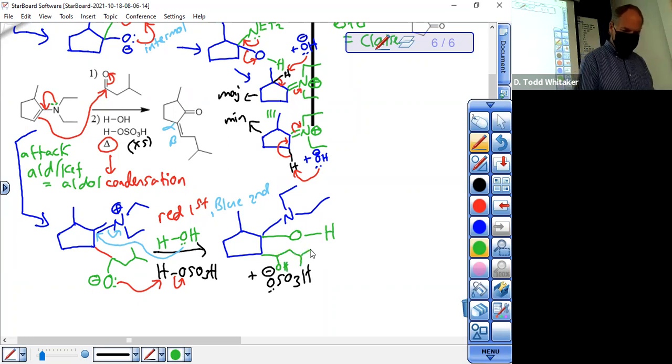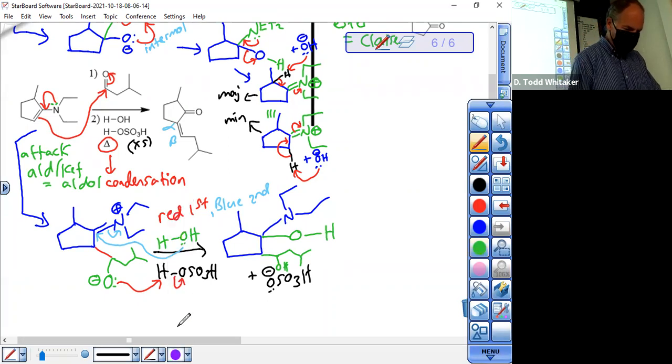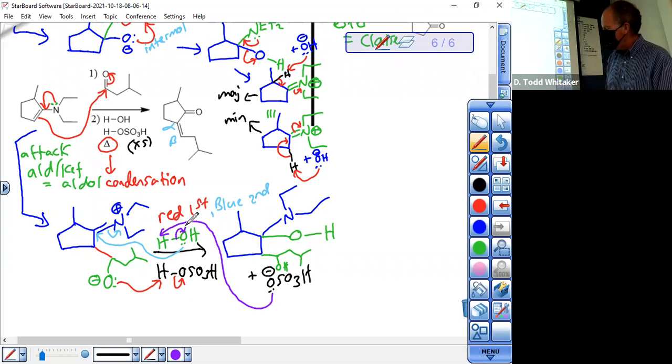Where'd the second H go? Off water. What took it? OH has another H. Where to go? H2SO4. Go with purple. Implied step 3. Don't even have to say it. It's not red. It's not blue. Although on the screen it might look a little blue. No, it's purple. There you go.